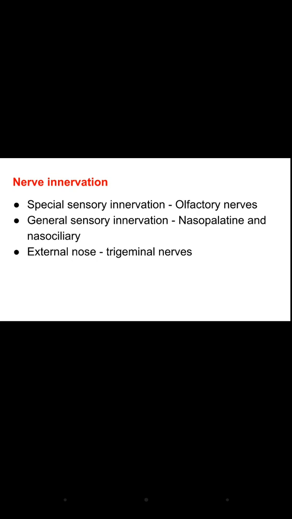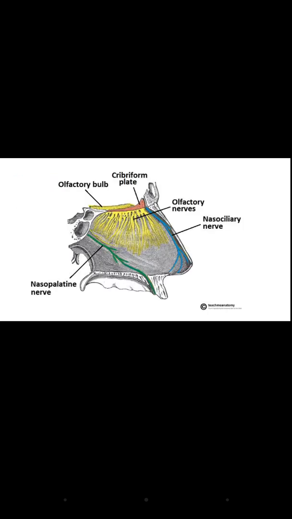Now nerve innervation. Special sensory innervation, meaning the sense of smell, is by the olfactory nerves. The general sensory innervation is by two nerves, the nasopalatine nerves and the nasociliary nerves. And the external nose is supplied by the trigeminal nerve. In the diagram, you can see the olfactory nerves, the nasociliary nerve, the nasopalatine nerves, and the external nose supplied by the trigeminal nerve.